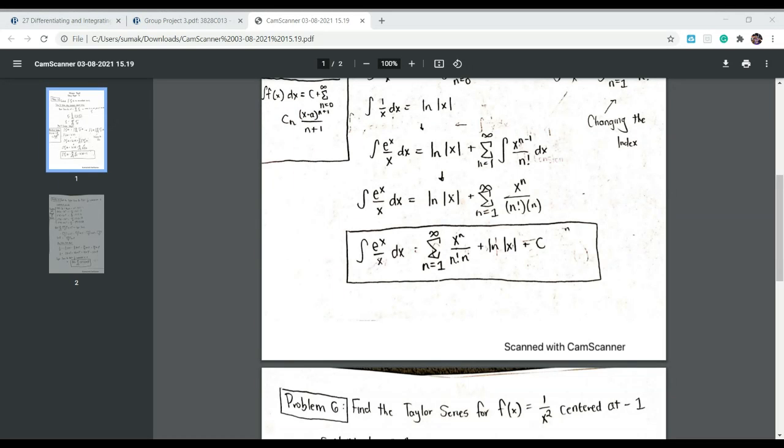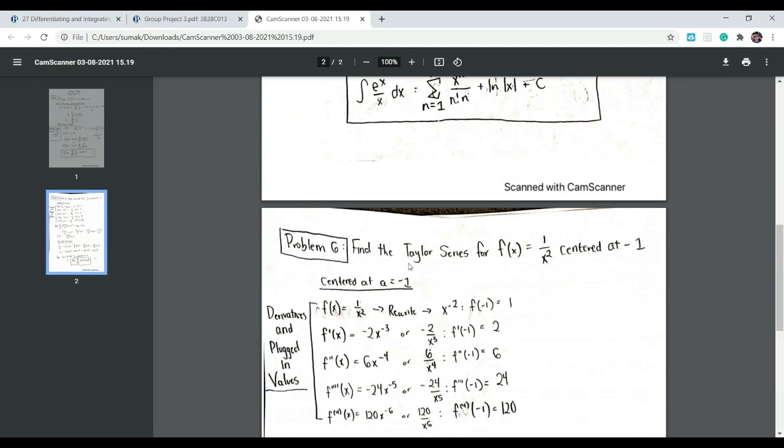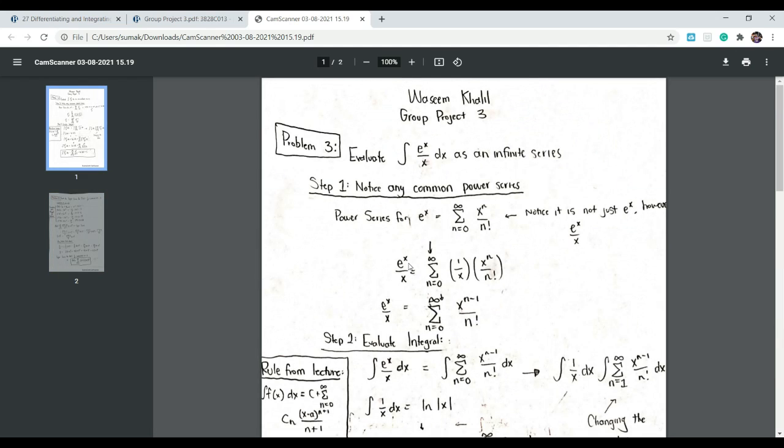Okay, so this is problems 3 and 6 for group project 3. So problem 3 asks to evaluate the integral of e to the x over x dx as an infinite series. I noticed there was a common power series. So e to the x actually equals the summation from 0 to infinity of x to the n over n factorial.